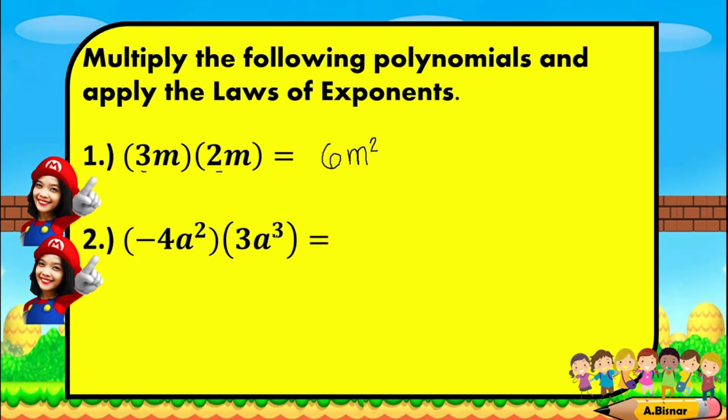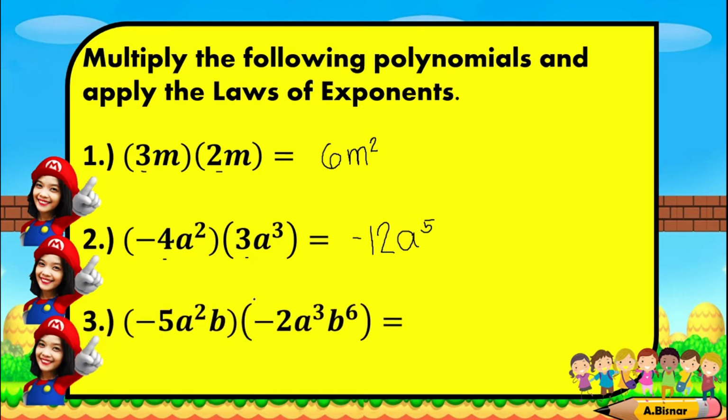Another, for number 2, negative 4a squared times 3a cubed. Again, multiply the numerical coefficient. So negative 4 times 3 is negative 12. Then add the exponents of the variable. Since the variable is a, then 2 plus 3 is 5. And therefore, the answer will be negative 12a to the 5th power.